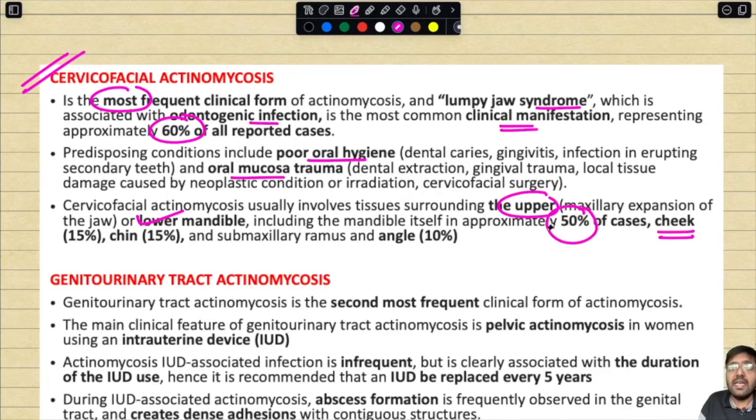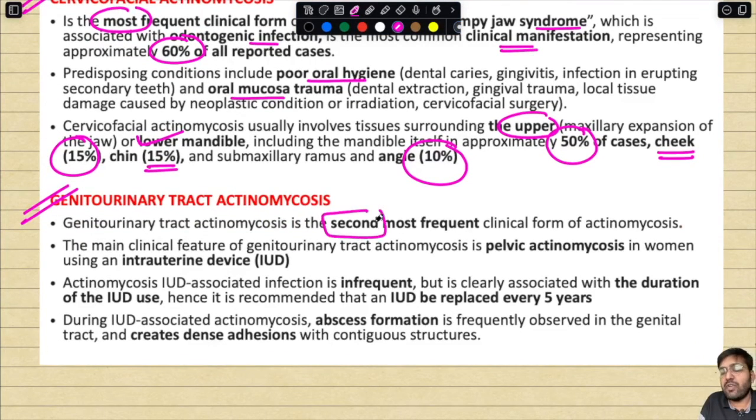It involves the cheek in 15% of cases, the chin in 15%, and the submaxillary ramus and angle in 10% of the cases. Coming to genitourinary tract actinomycosis, it is the second most frequent clinical form of actinomycosis. The main clinical feature of genitourinary actinomycosis is pelvic actinomycosis in women using IUD. IUD-associated infection is infrequent but is clearly associated with the duration of IUD use. Hence, it is recommended that the IUD be replaced every 5 years. During IUD-associated actinomycosis, abscess formation is frequently observed in the genital tract and creates dense adhesions with contiguous structures.